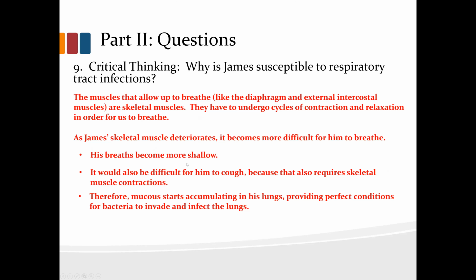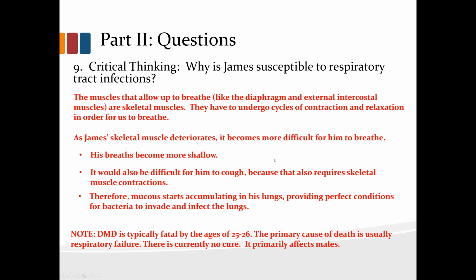And then just for your information, since we are talking about Duchenne muscular dystrophy, and you might be curious by now, DMD is typically fatal by the ages of 25 to 26. It used to be rare to live to the age of 30. Now, because of modern medical treatments, you can maybe sometimes make it to 40, but still you're not going to have a very long life. The primary cause of death is usually finally respiratory failure and the inability to breathe. There is currently no cure, but lots of research.